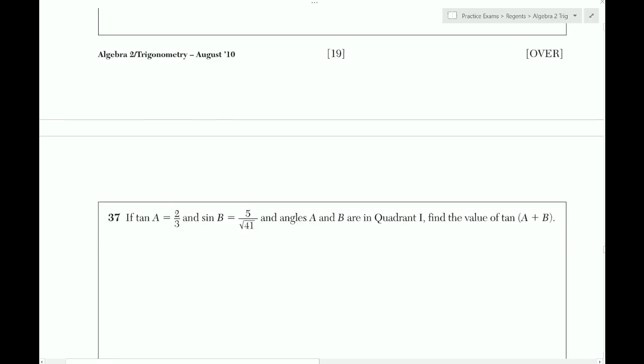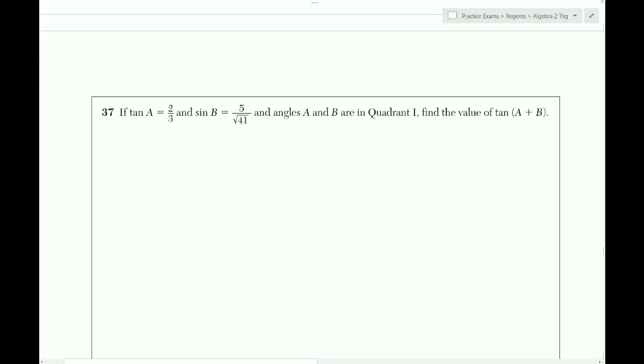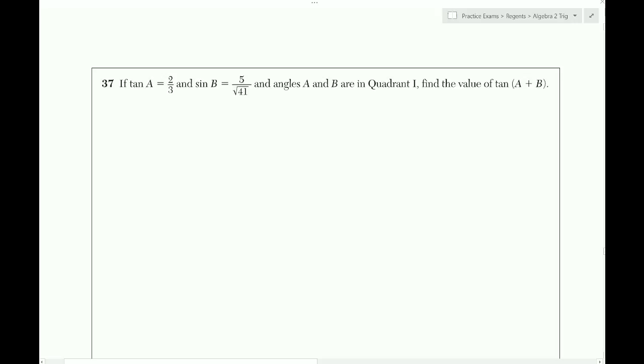Okay, next, if tan A is 2/3 and sine B is this, angles A and B are in quadrant 1, find the value of tangent of A plus B. Okay. So one way I could do it is find out the angles A and B, and then add them together, and then take the tangent of that. But that's kind of cheap. Well, I'll show you how to do that anyway.